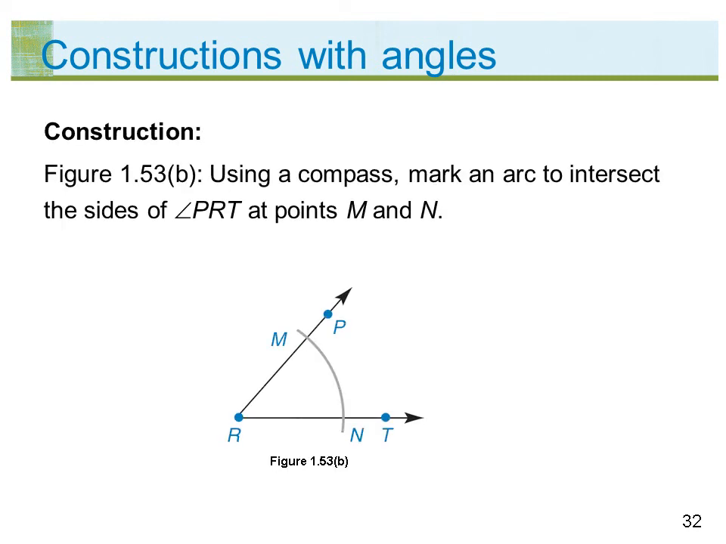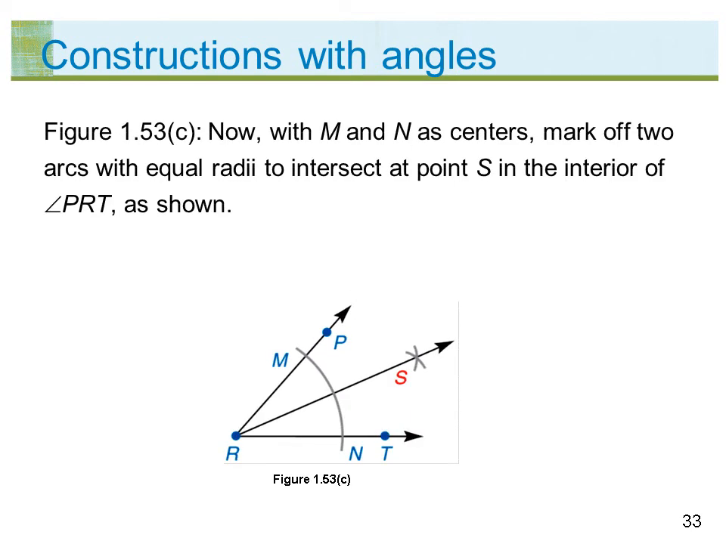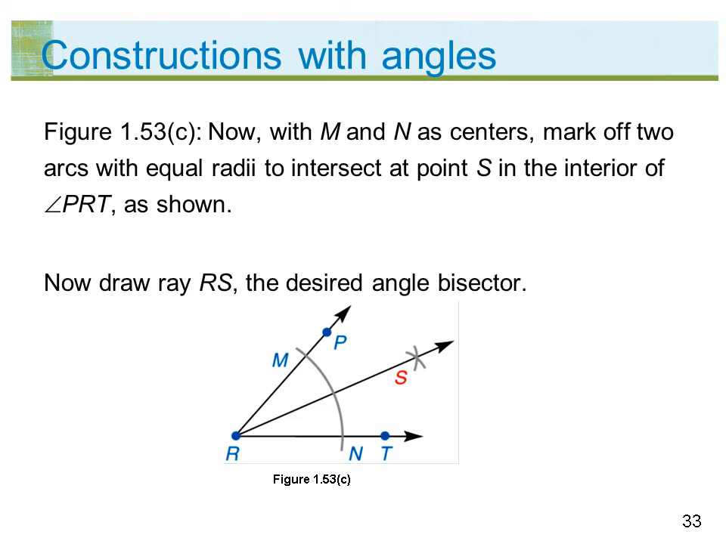Construction. Figure 1.53b. Using a compass, mark an arc to intersect the sides of angle PRT at points M and N. Figure 1.53c. Now, with M and N as centers, mark off two arcs with equal radii to intersect at point S in the interior of angle PRT as shown. Now draw ray RS, the desired angle bisector.